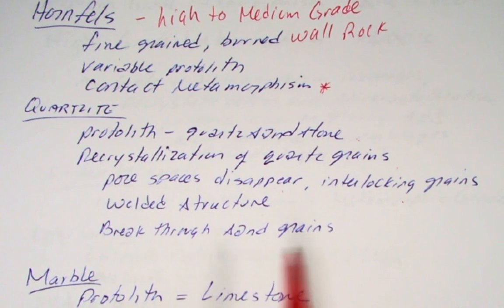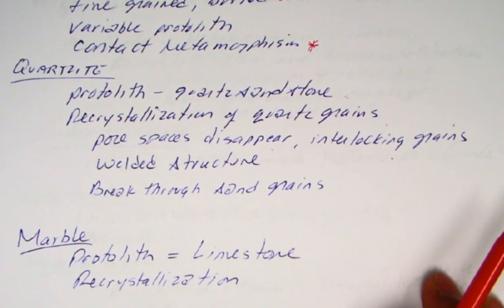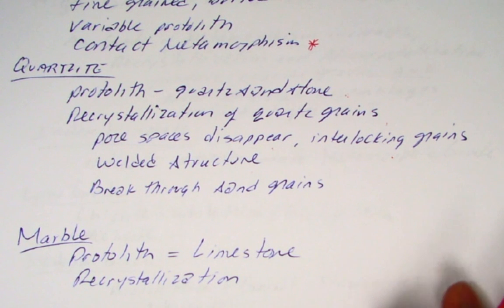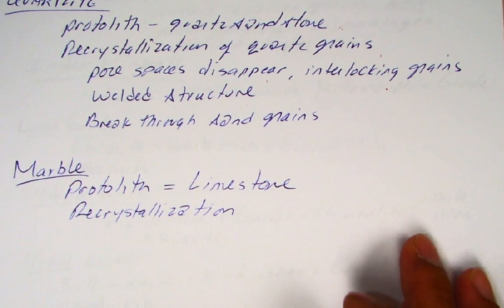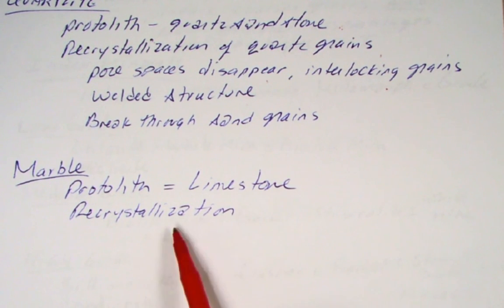Another way you can differentiate quartzites from sandstones is that with quartzites you will not be able to rub the sand grains off because they're welded together. Whereas in a sandstone, you can rub the grains off. Now, I've mentioned marble a little bit, so the protolith is a limestone, and it's really this recrystallization process.